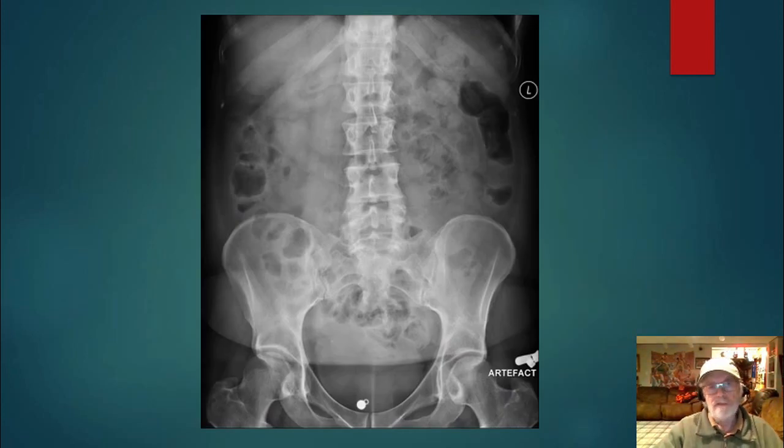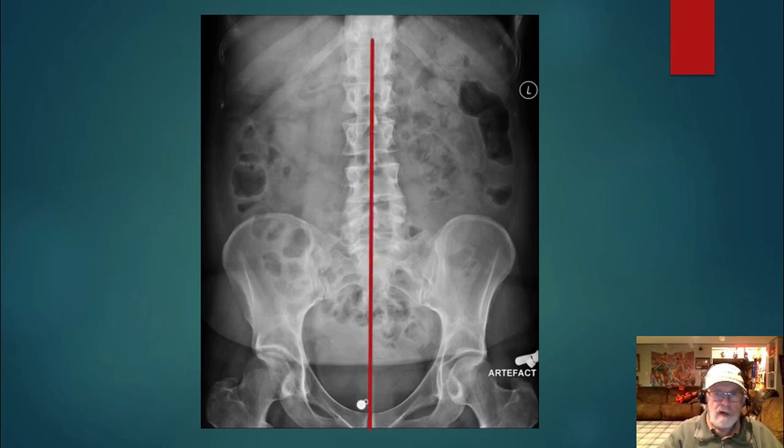Let's look at a radiograph, okay? And let's take this abdomen. This is called a flat plate of the abdomen, okay? And let's divide this. There's my vertical line from the xiphoid to the pubic symphysis. You can't see it really well, but you can see a little bit down here, right down at the bottom, right here.